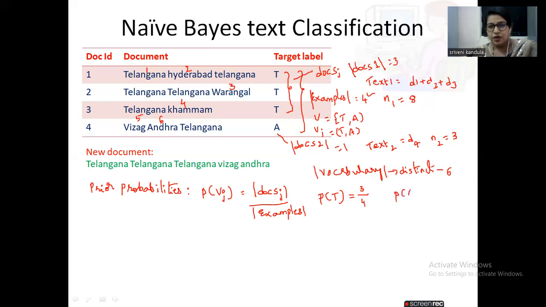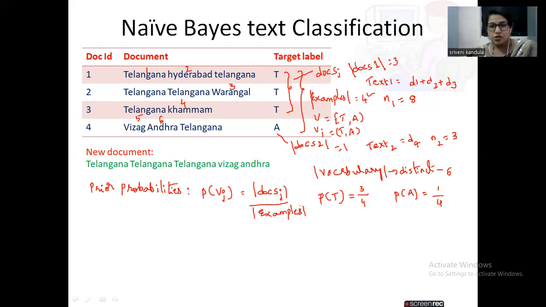Similarly, P of A: now I should consider docs 2, since A is associated with docs 2. So the cardinality of docs 2 is 1, divided by the number of examples, which is 4. Okay, so this is how we compute the prior probability.